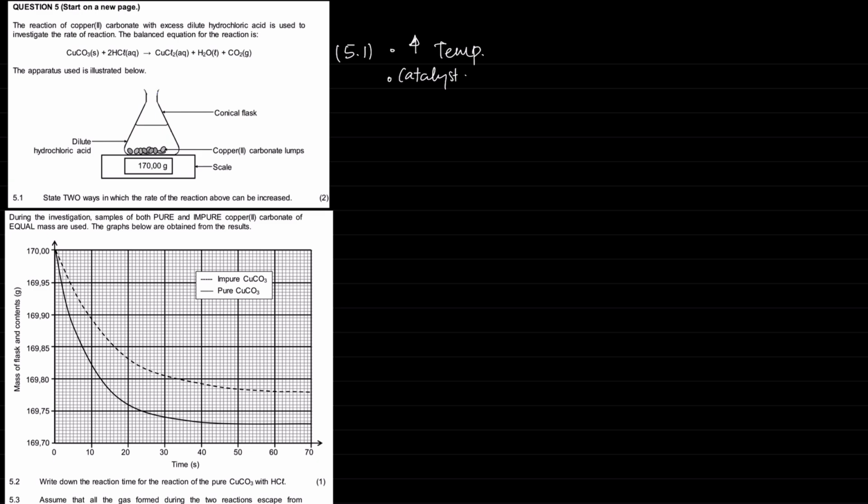Next, we have a graph, and the question says, during the investigation, samples of both pure and impure copper carbonate of equal masses are used. The graphs below are obtained from the results. Now, let's just color code it so it's easy to follow. Let the impure be green, and let the pure be blue.